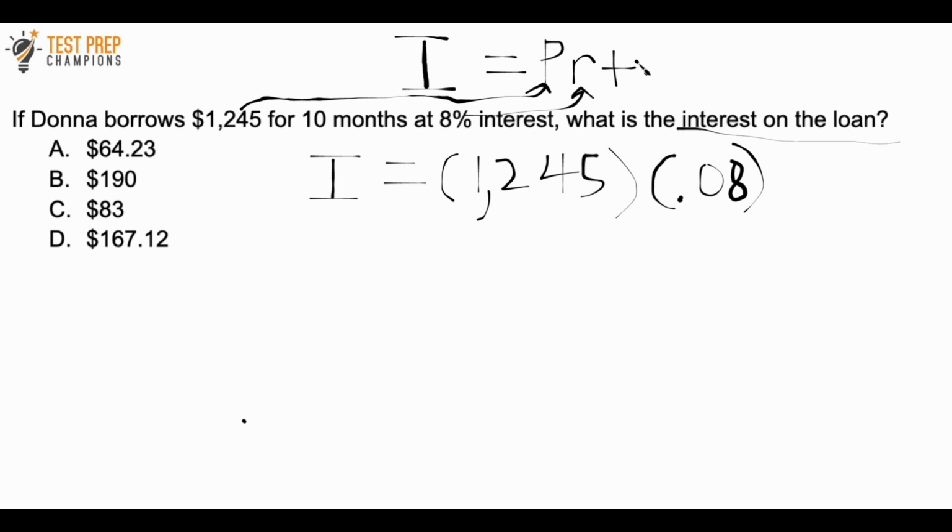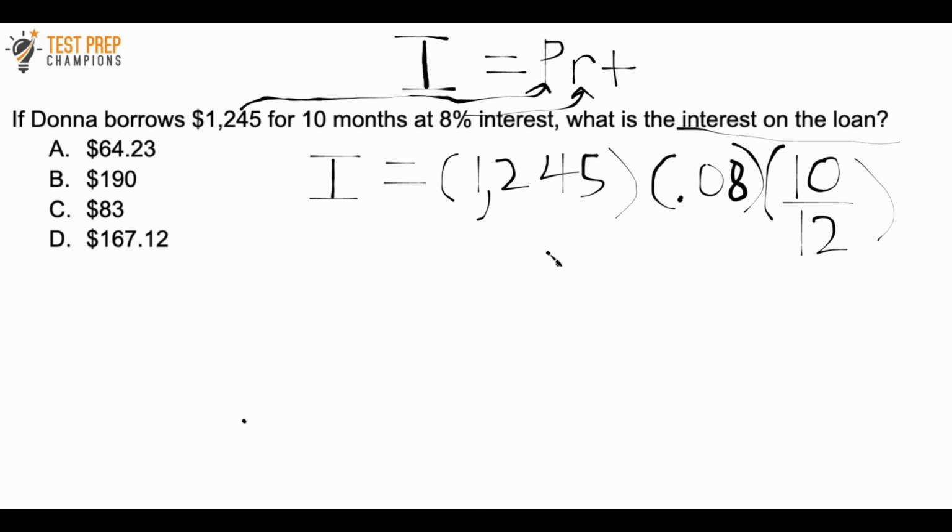Now, what about T? Well, we see that we have 10 months here, and the key is to write 10 months as a fraction of a year. So what does that mean? Well, how many months are there in a year? There's 12 months in a year. So I take 10 and I put it over 12.